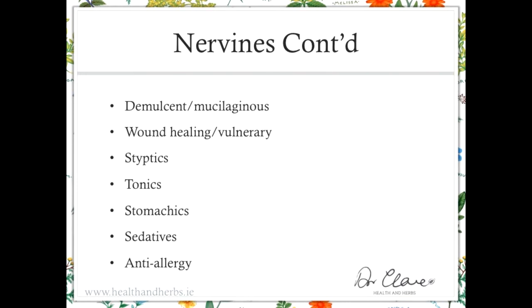Demulcent or mucilaginous herb effect is one of cooling, slippery, slimy, can be nutritive, and when you swallow it internally, you cool and soothe the stomach. You help an inadequate mucous membrane lining of the stomach due to too much acid or too little acid. As it goes down through the digestive tract, it has a cooling and soothing and protective effect.